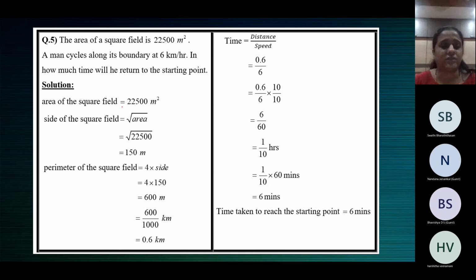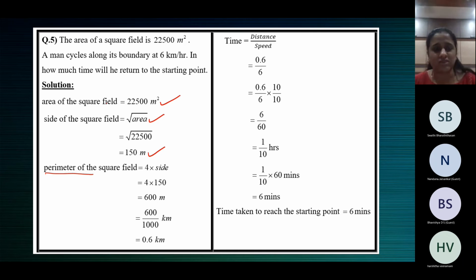So children, I'll just do it once again. We are given the area of the square field. Using the area, the square root of the area will give us the side of the square field. That's the first step. Now the next thing is why we are finding the perimeter. Why should you find the perimeter of the square field?